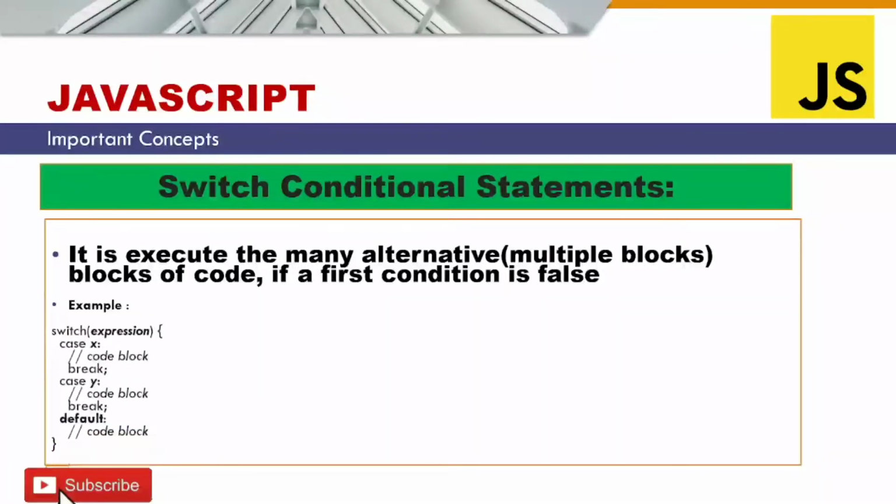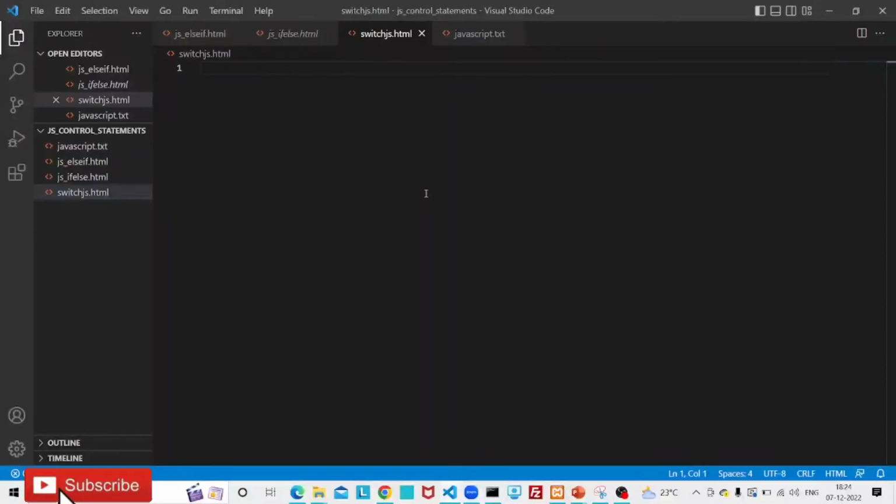For example, switch expression and case x. If x is true, then the x block is executed. If y is true, then the y block of the code is executed. If case x and y don't match, then it goes to the default block of the code. So let's go to our notepad and I will explain it in our programming.